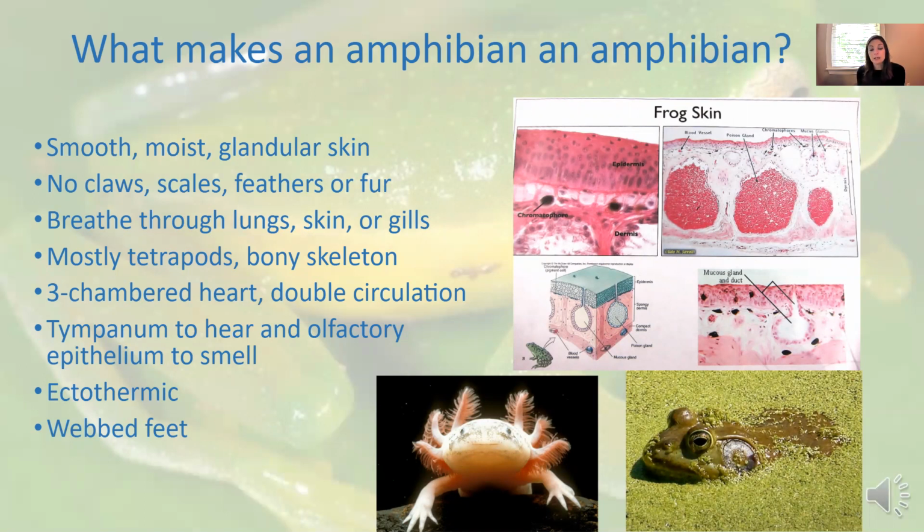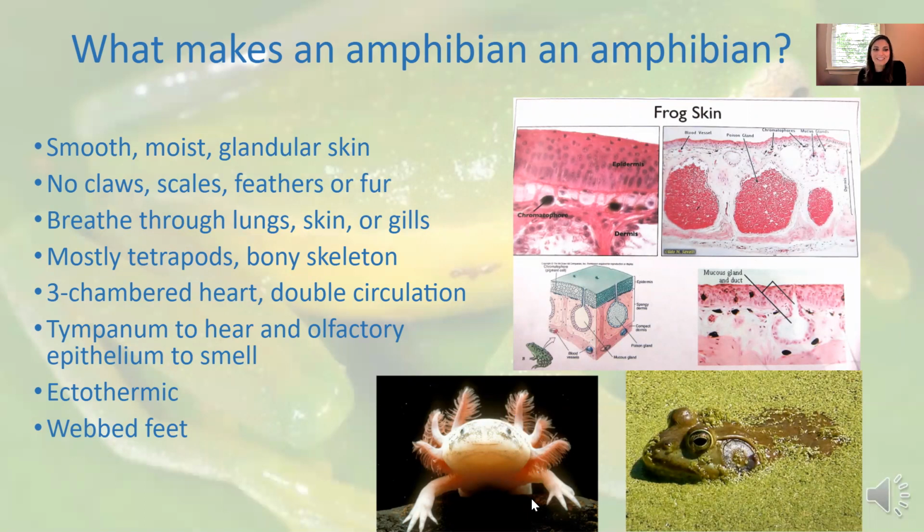They breathe through different means. Many have lungs. Many can breathe through their skin. Some breathe with lungs and through their skin, and some retain gills. Generally in amphibians, we see gills in their aquatic juvenile phase, but some, like the axolotl here, retain external gills as adults. And generally we see that in species that stay in water for their full lives.